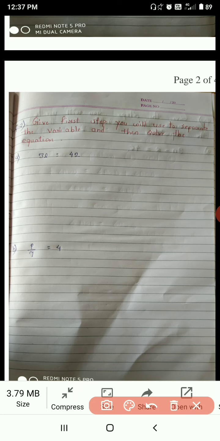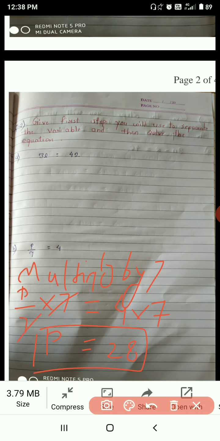P upon 7. Now here 7 is in a division. Here we are dividing by the 7. So we will use the opposite of a division, which is multiplication. So your step will be multiply by 7 to both sides of an equation. Then what will you get? P upon 7 multiply by 7 equal to 4 into 7. Then your answer will be P equal to 28. 4 7s are 28. Here 7 gets cancelled.